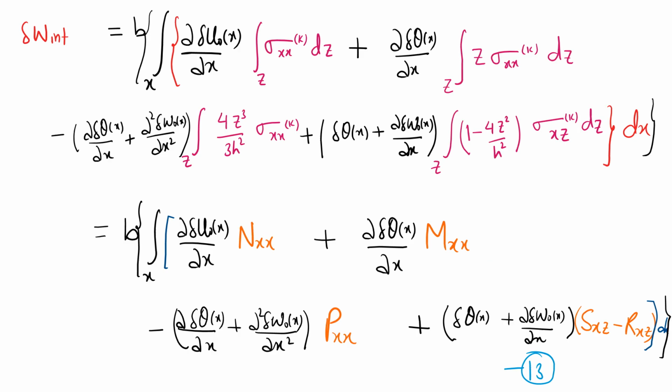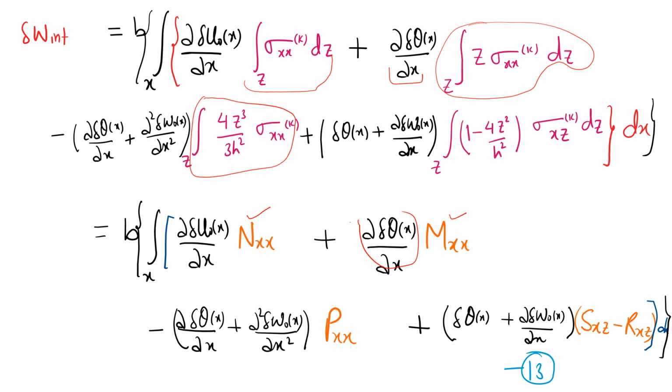On this slide we will see that the integration of this gives us Nxx, so it is del of del u naught by del x into Nxx. The same applies here. The integration of z times sigma xx gives the moment Mxx. Then if we integrate this part with respect to z, we get Pxx into this, and plus, integrating with respect to z, we get Sxz minus Rxz.